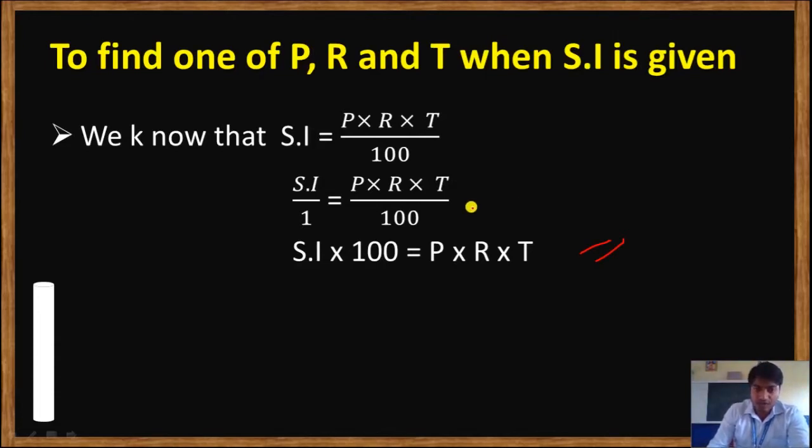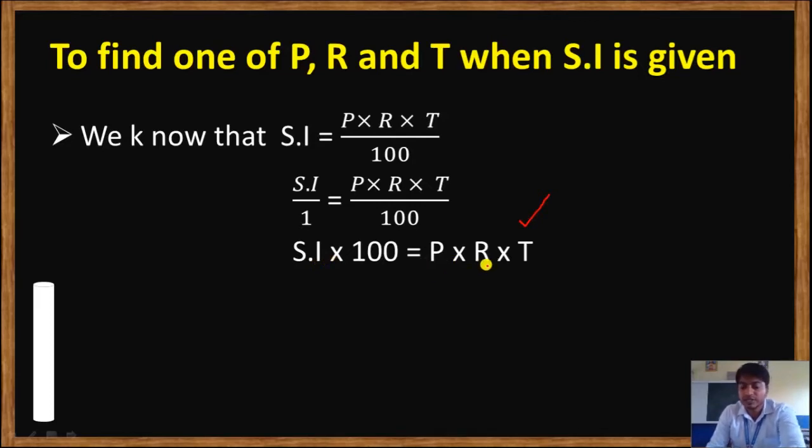Suppose you have to find the formula for principal, then you divide simple interest into 100 by rate into time. In the same way, to find the formula for rate, you divide simple interest into 100 by principal into time. And when you have to find the formula for time, you divide simple interest into 100 by principal into rate.